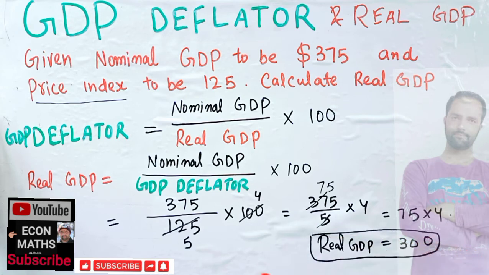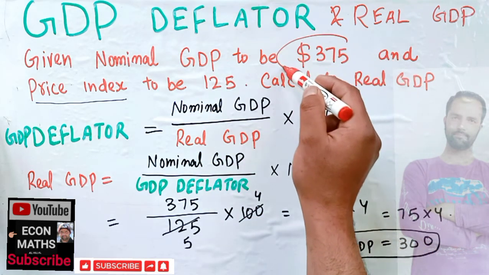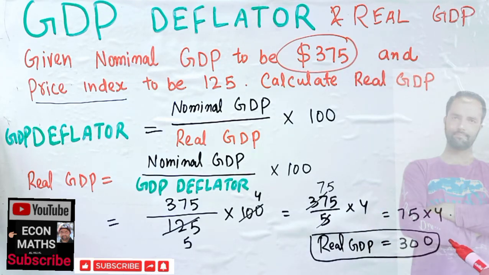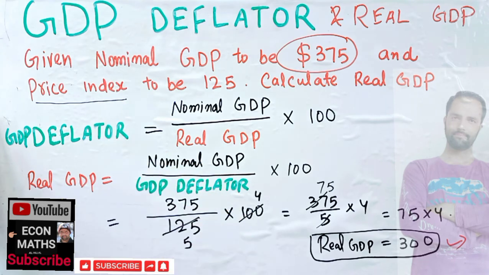Okay, so here you can simply see our nominal GDP is 375, but our actual GDP, what we call the real GDP, is 300. Okay, and what is real GDP? Real GDP is nominal GDP adjusted for the inflation or for the price index, or you can say when we adjust nominal GDP to the GDP deflator, we get the real GDP.